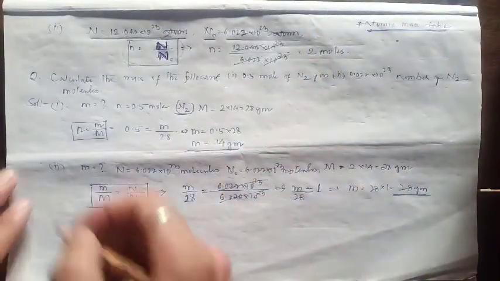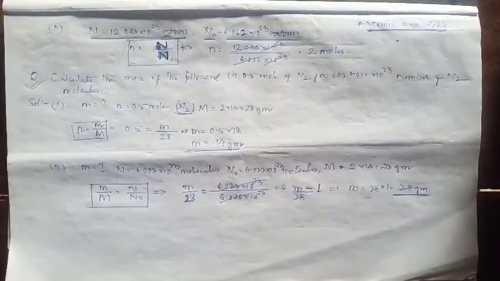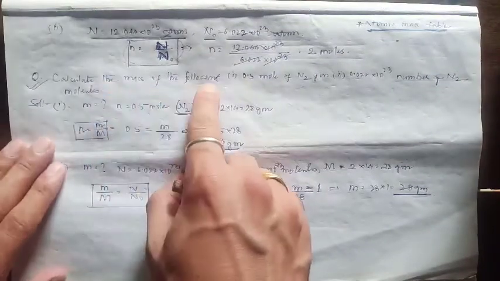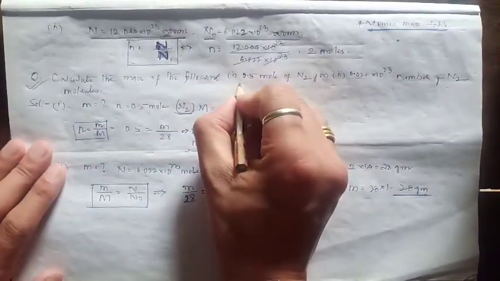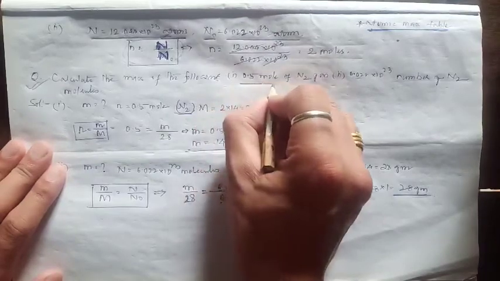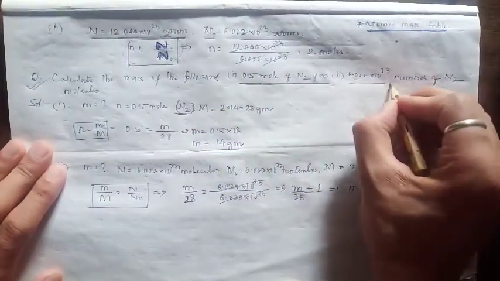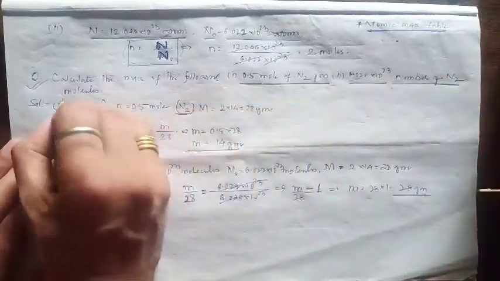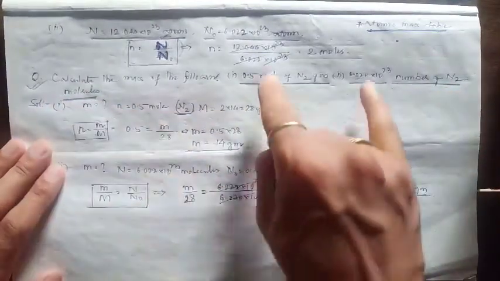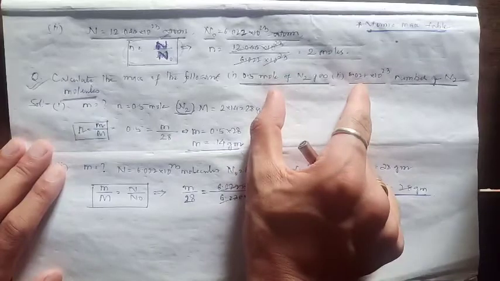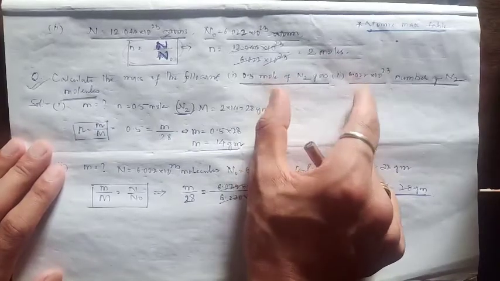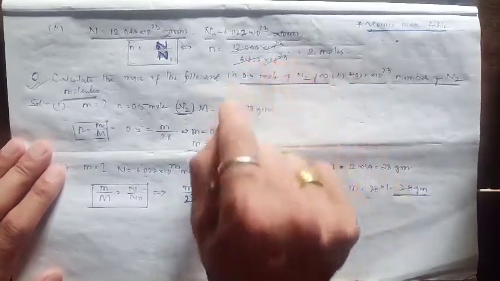Now let's see one more problem, student. Here we have another problem: calculate the mass of the following. We have two parts. We have to calculate the mass of 0.5 mole of nitrogen gas, and second, 6.022 × 10^23 nitrogen molecules. In both these questions we have to calculate the mass.